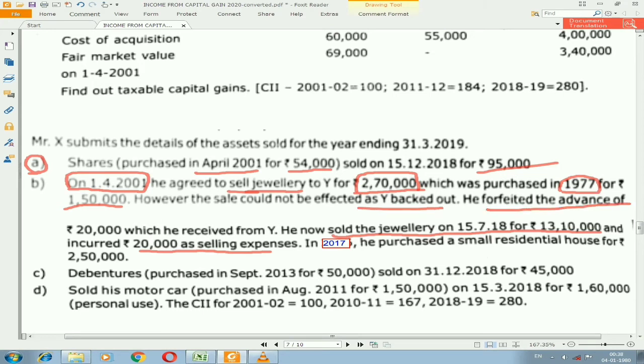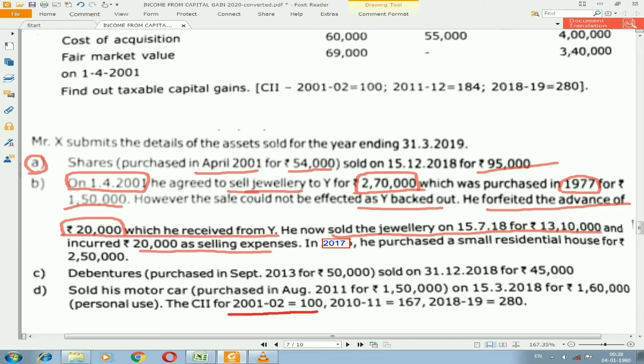Also, Y backed out due to some reasons. The contract has been cancelled, the sale couldn't happen, but he had given some advance money, that is 20,000. That advance money will be kept by Mr. X only. That advance money which he couldn't give back to Y, that is the reason he kept that advance money with himself. That advance money we are supposed to deduct from the purchase.